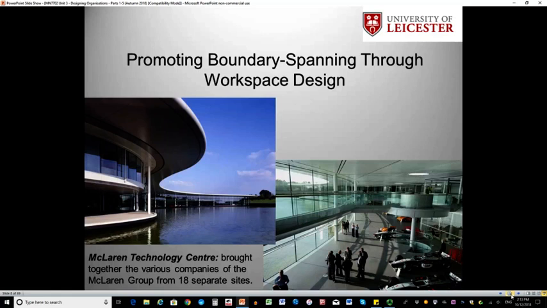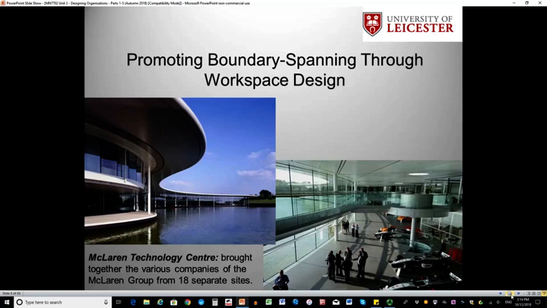And the bringing together of all of these different separate companies, which were based on separate sites, has been a really important way in which they've been able to promote boundary spanning by firstly co-locating all the separate businesses onto one site, and then designing a building that allows individuals to bump into each other, perhaps at lunchtime, to communicate with each other in a particular way, and we'll talk a little bit more about this later.